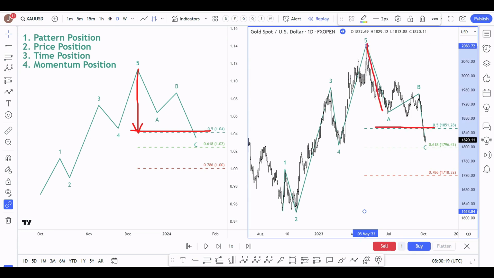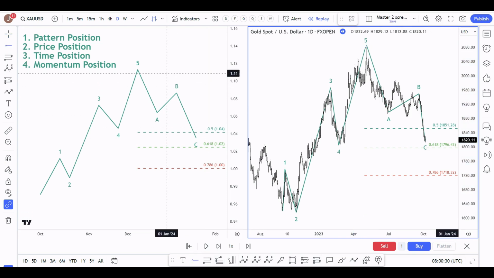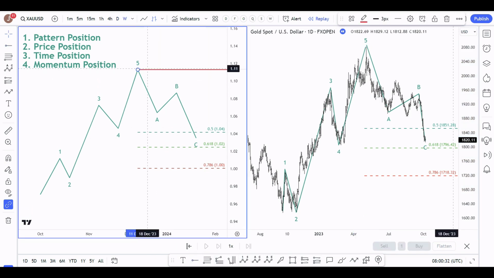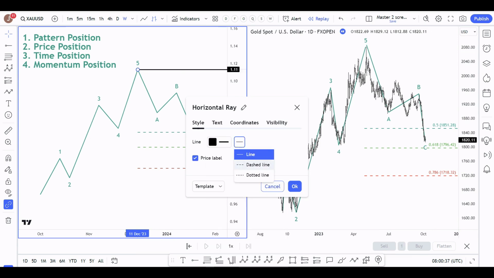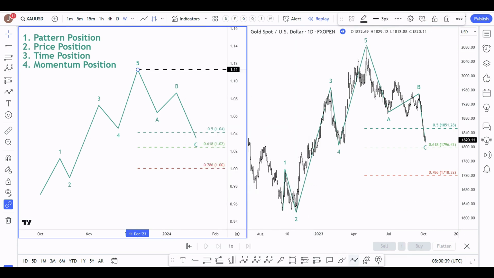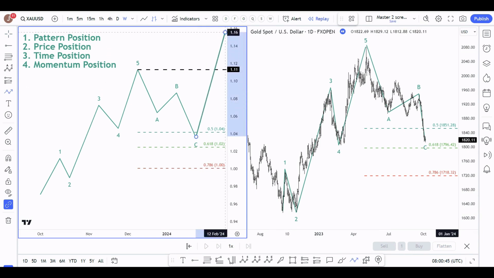So now we're in a pattern position and a price position to complete an ABC correction. Why is this important? Well, after an ABC correction, which is one of the most frequent patterns that we're going to be looking for, the price typically goes to a new extreme. In other words, makes new highs. So what that looks like in theory on the left-hand side is that we're anticipating the price to continue to new highs. So now let's move over to the time position.